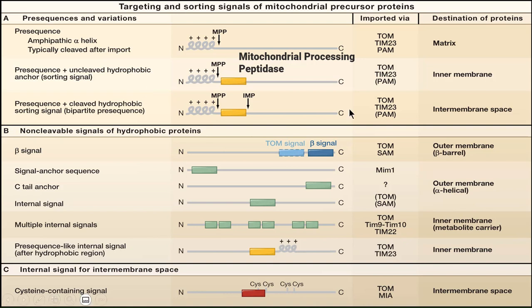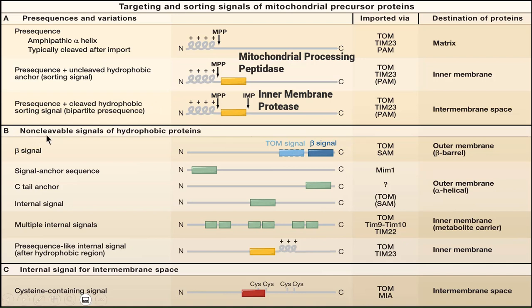The third type of sequence is going to stay in the intermembrane space. Now, in the intermembrane space, they don't need the hydrophobic region as they are not going to integrate this protein into any membrane. So, if they do have this hydrophobic region, as you can see in this picture, it will be cleaved by inner membrane proteases.